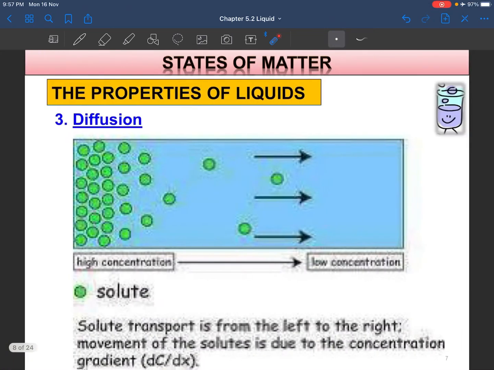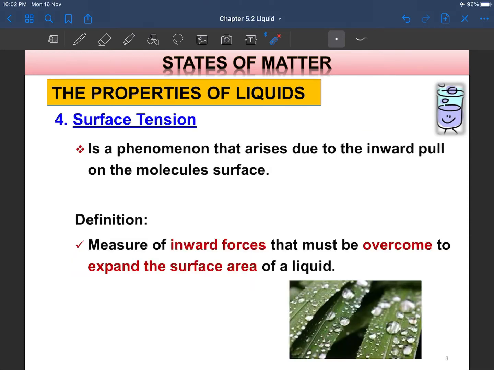Okay, alright, and then ini ada lagi satu gambar aja untuk tolong kamu faham. Okay, so diffusion occur from high concentration kan saya cakap tadi, pergi ke low concentration. Okay, so ini down the concentration gradient lah. Okay, so the next properties of liquid adalah surface tension.